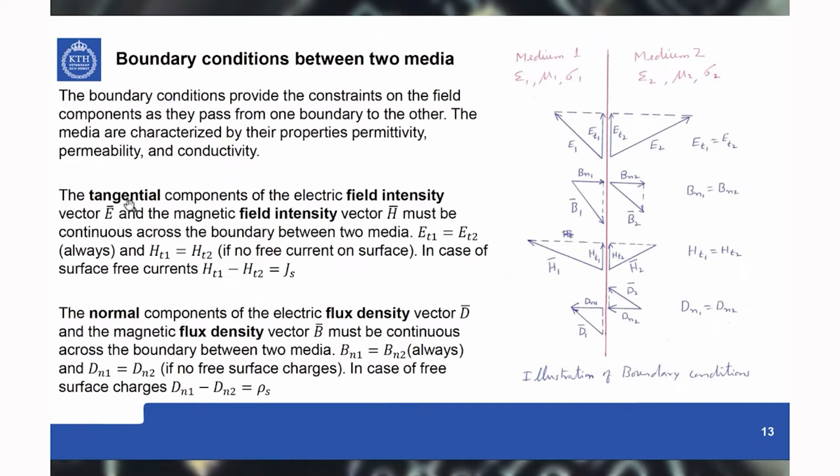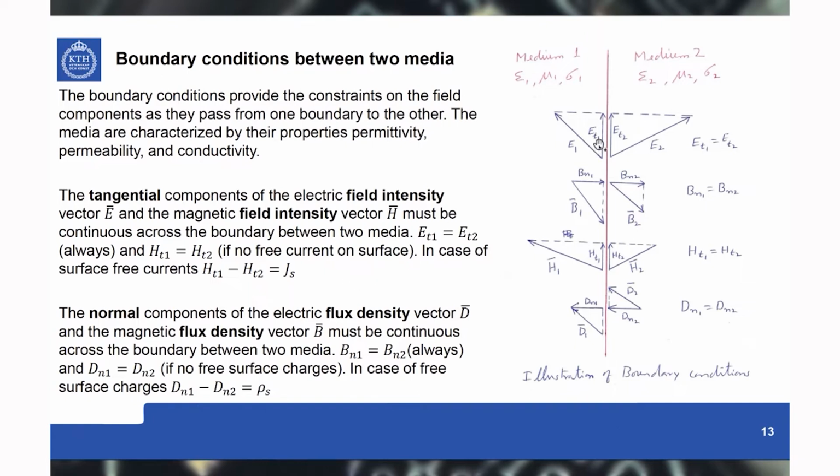Now, regarding the tangential components of the electric field intensity and magnetic field intensity, we can say that the tangential components of the electric field intensity vector E and the magnetic field intensity vector H must be continuous across the boundary between the two media.